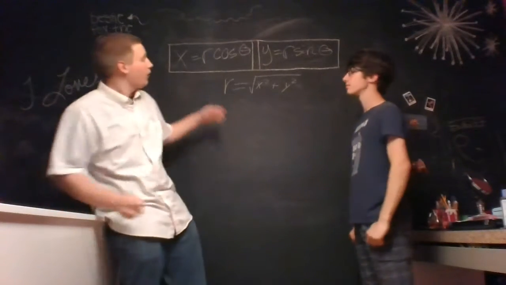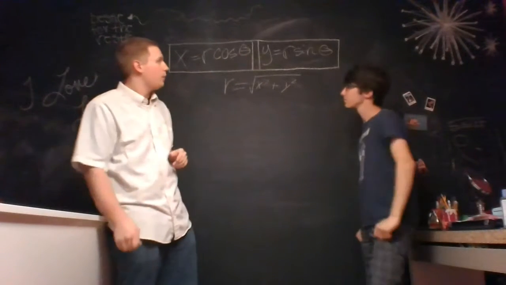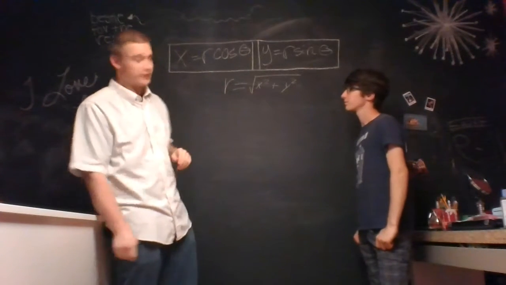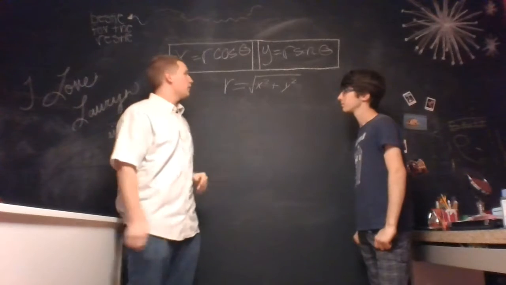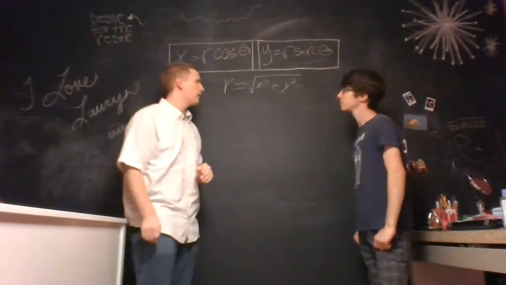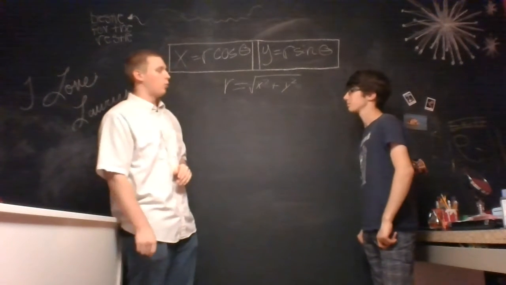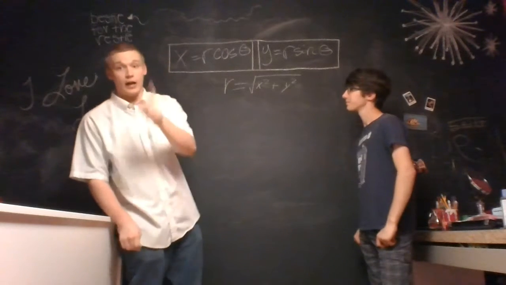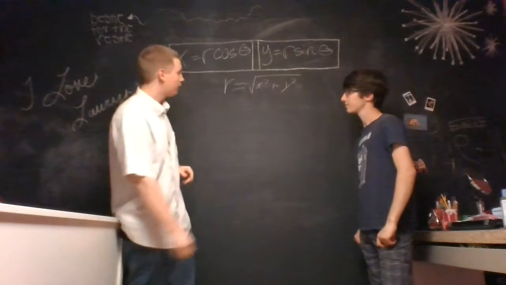Okay, so now we've got these two lovely equations up on top that'll stay there for the duration of this video. And so now we've got this equation here, r equals square root of x squared plus y squared. Now you might be thinking, how in the world did we get that? Well, I am going to show you a proof of this equation right here.